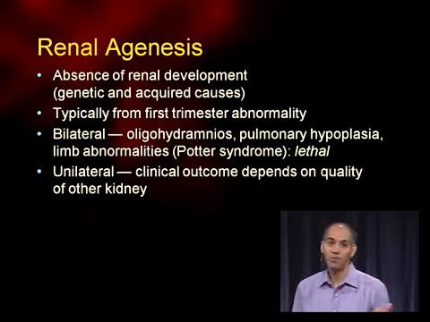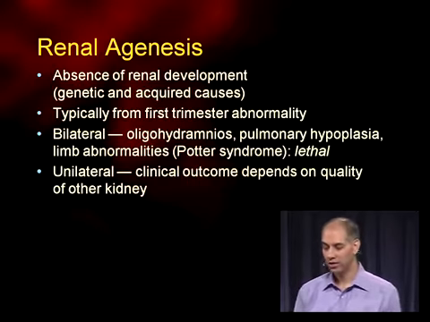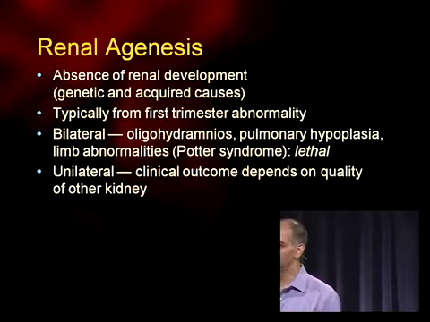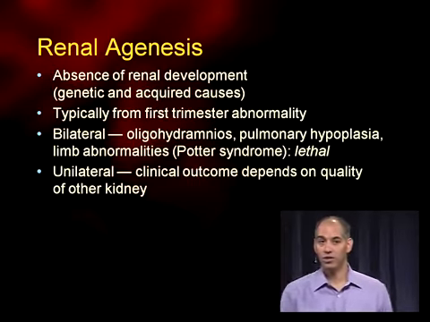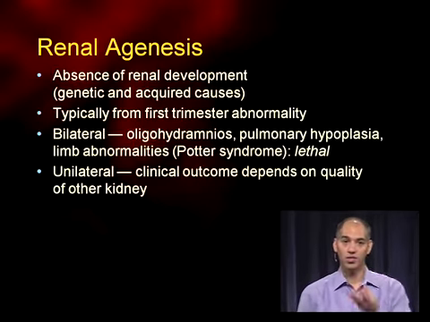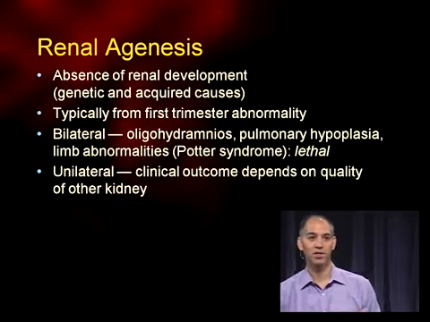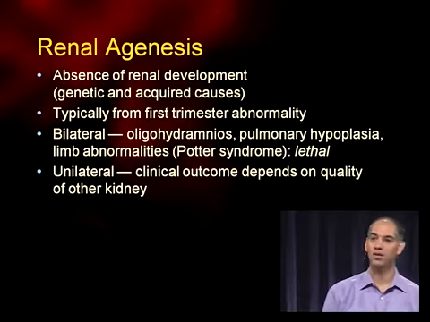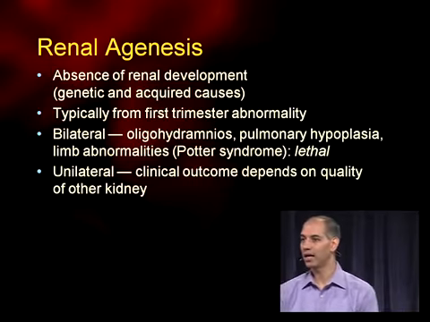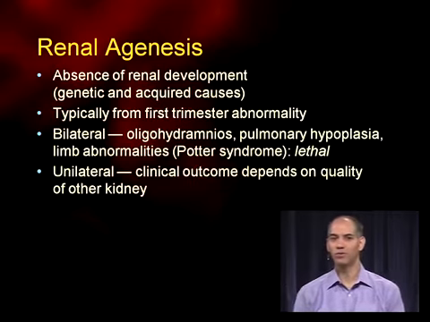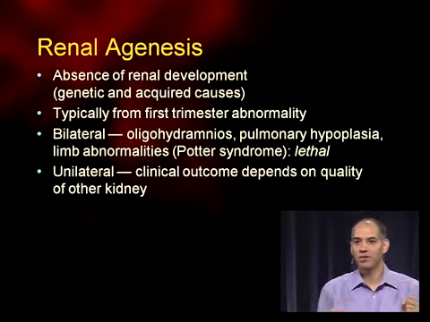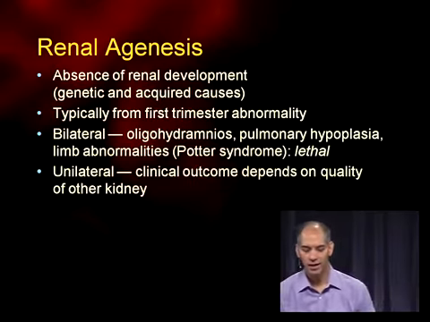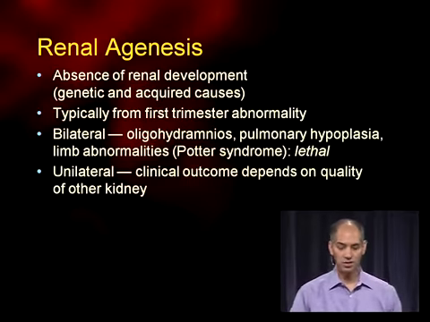If you have bilateral renal agenesis, again, this is generally lethal because you have severe oligohydramnios. You're not making any urine in utero. You don't get to swallow or breathe in that urine, and believe it or not, urine helps the lungs develop. So if you don't make urine in utero, you don't develop lungs. You get lung hypoplasia. Also, there's not enough room because without urine, everything is squished down, so you get limb abnormalities. It's called Potter syndrome.